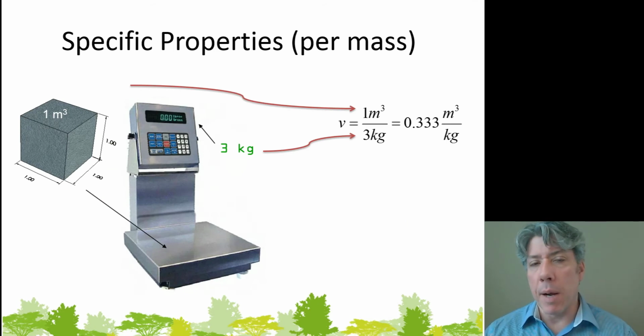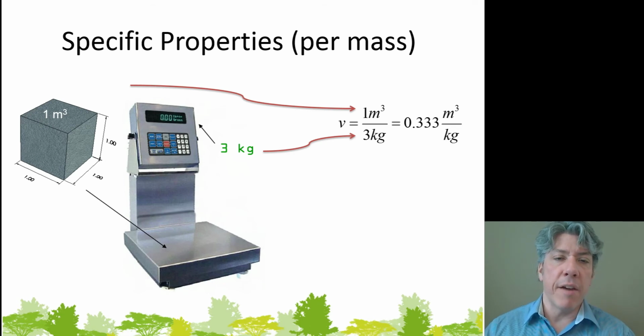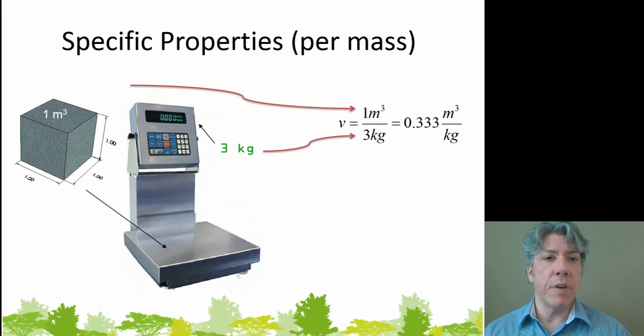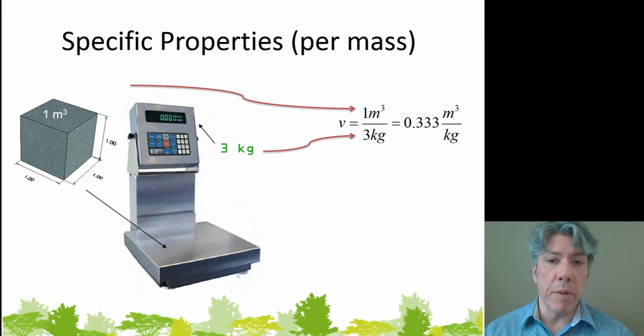So specific properties are just per unit mass properties, and they allow us to have properties that are invariant with the size of the system. A lot of times it's inconvenient to consider an entire system, and more convenient to consider just the properties of the system on a per unit mass basis. So how would you figure out specific properties? Well, you'd measure them, right? You'd take the total property and divide it by the amount of mass in the system.